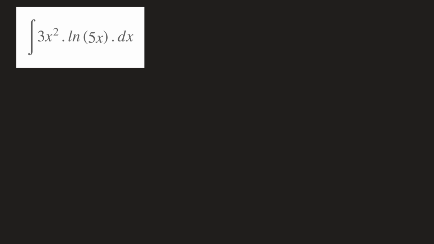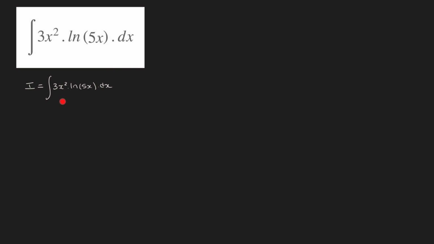When given an integral to find, like this one, I like to give it a name. And for that, I won't be particularly original. I'll go ahead and call this integral capital I for integral. So capital I is equal to the integral of 3x squared times ln of 5x.